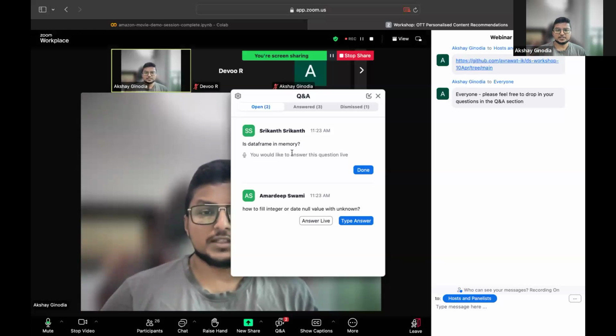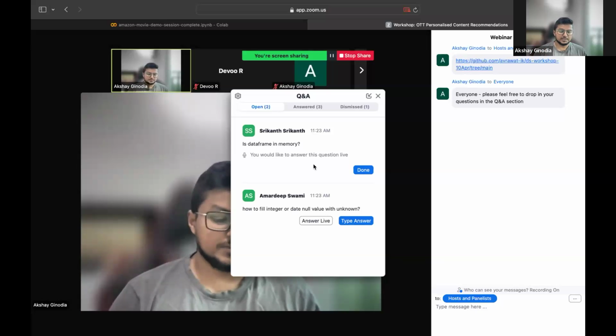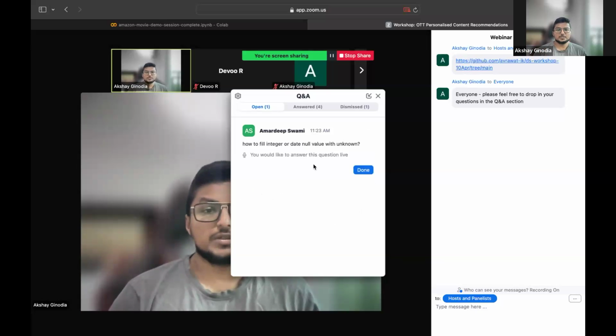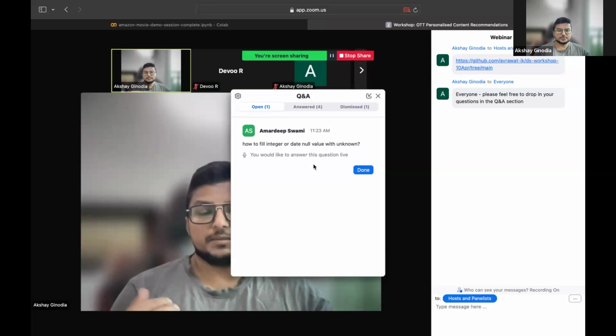So how do you fill integer or date null with unknown? Okay, it's a good question. So for integer, there are many different ways to do it, and the common ones that you will see are mean, median, mode. There's also a thing called interpolation, and there's the KNN imputer. A lot of different complex strategies. So the most common way to do the replacement of missing integer is mean, right? But there are some issues with mean.